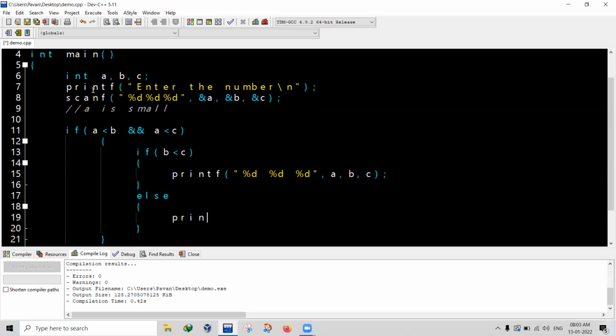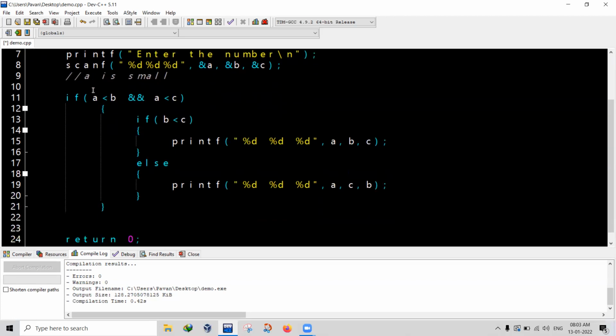Else, printf again, A is the smallest. That's the reason we are inside this if. A is the smallest, but this condition failed. This means C is the second smallest number and then B. So just write like this and write in the format A, C, B. Please use your brain in A, C, B. I hope this much is clear.